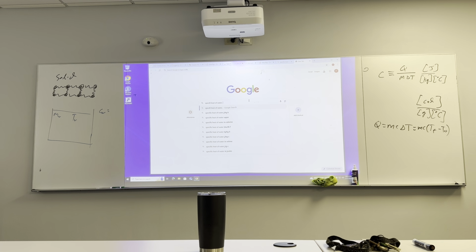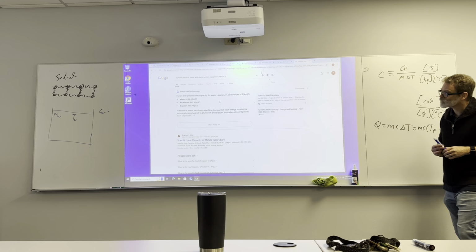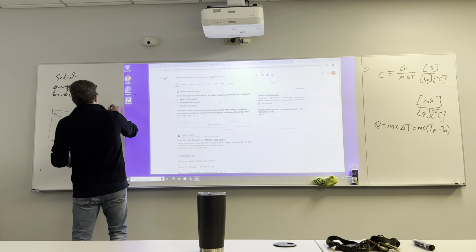What is it? Aluminum and copper. Oh, the co-pilot. Okay, there you go. Those are in grams. I want them in kilograms. Just ask for the units you want. And joules per kilogram times Celsius. There we go. 4182, 897, 385. What is 4186?